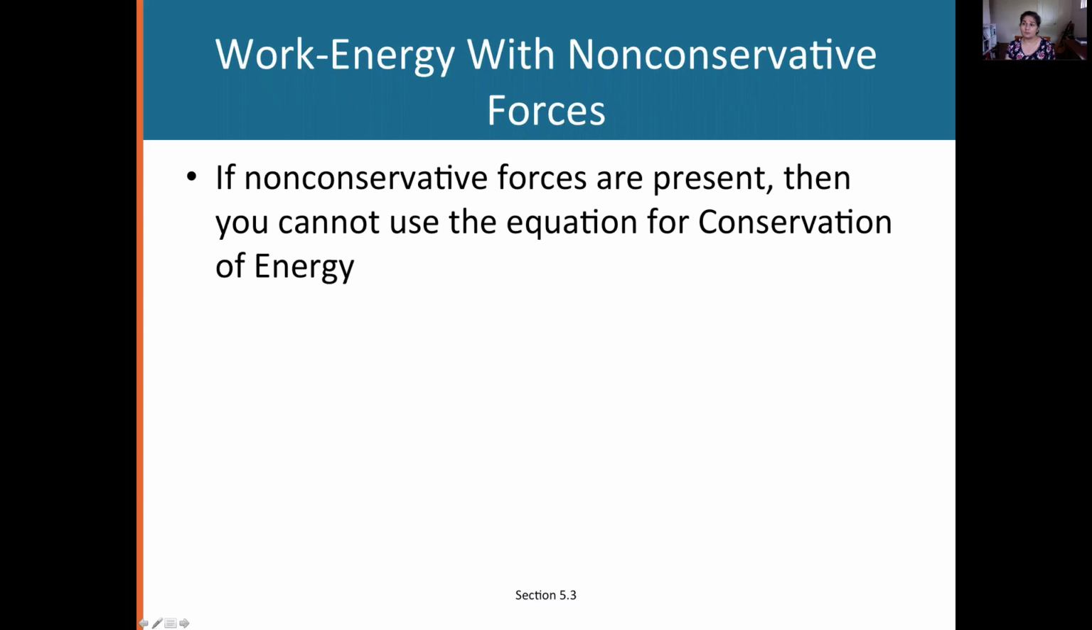What happens when you have non-conservative forces? So then our work energy theorem changes, it gets modified. If non-conservative forces are present, a certain amount of energy is used to overcome them.